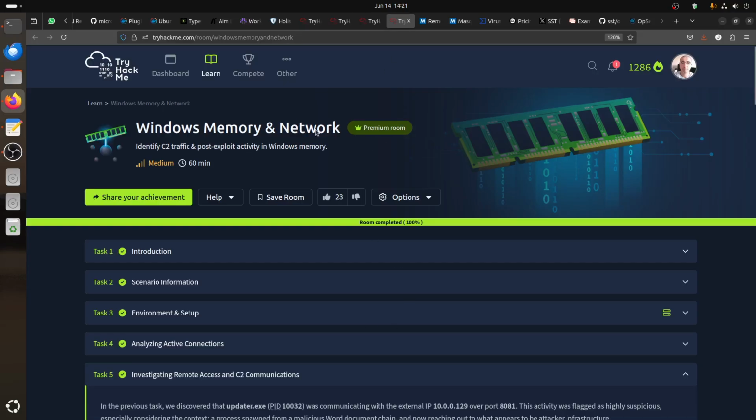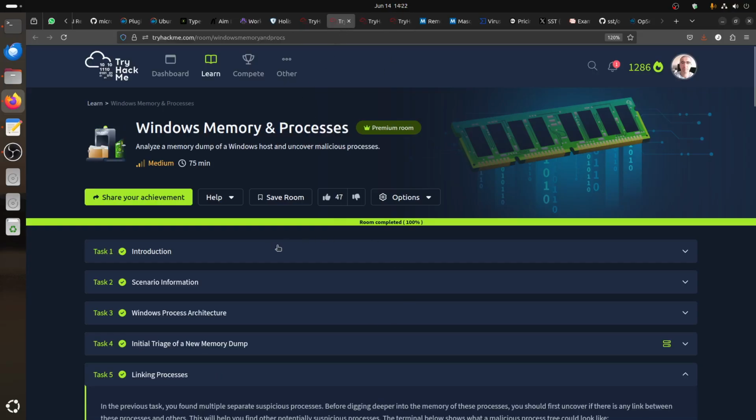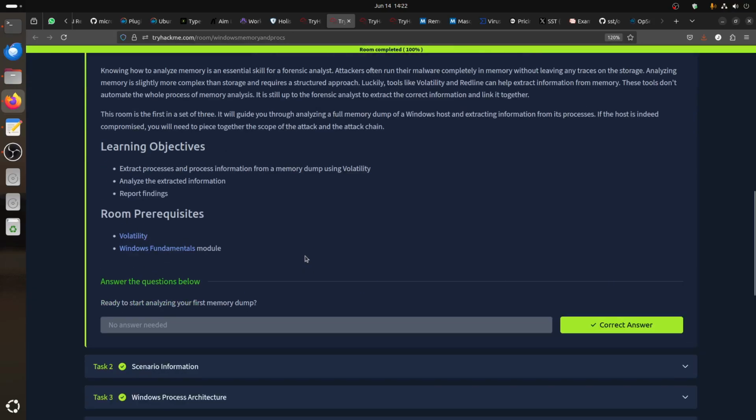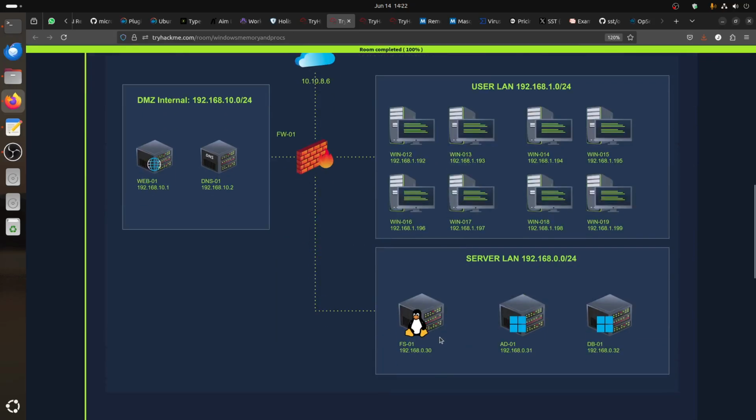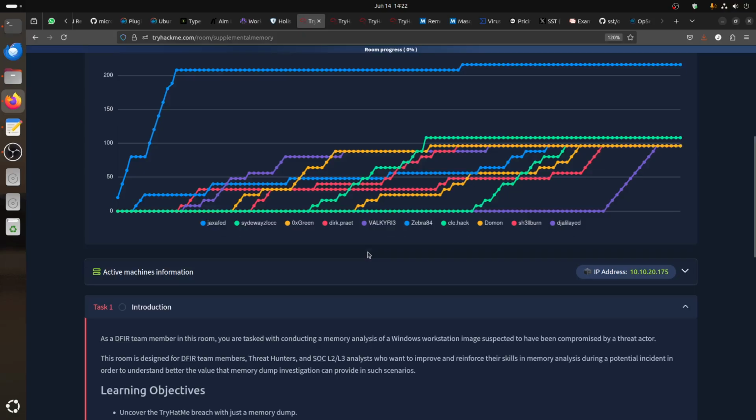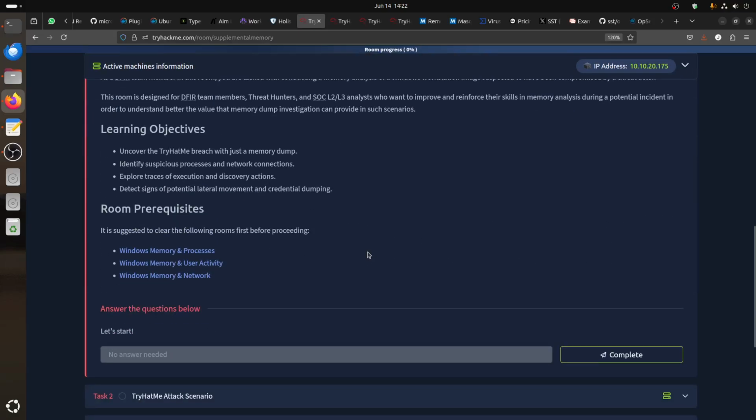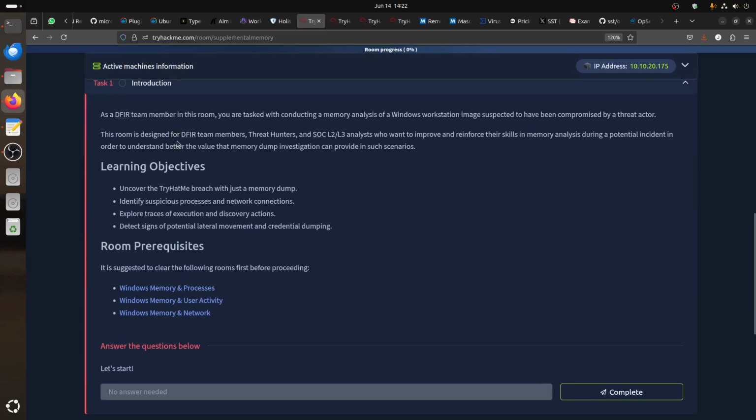Basically, the scenario is the same as in this room. Let's start this room. Of course, this room is designed for DFIR team members and threat hunters. It's not difficult, you can say easy to medium.